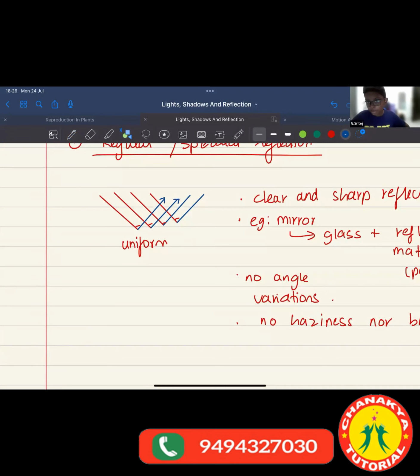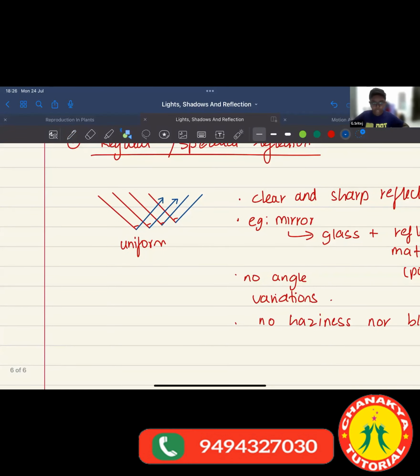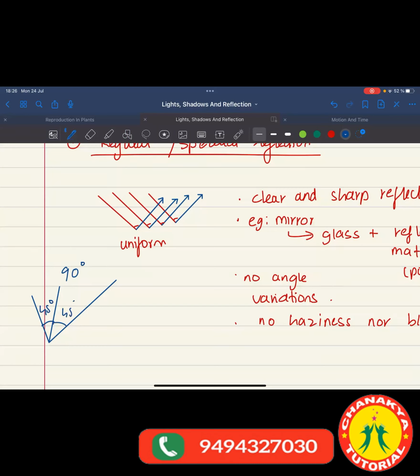Ma'am, whenever an incident ray falls on a regular mirror, at exactly how many degrees will it reflect? Is it a specified angle? No, it's not like that. It's just reflected in such a way that the angle of the incident and the reflected ray should be the same. If this is 45, this is also 45. If this is 60, this is also 60. You just know that the incident and the reflective angle are the same.